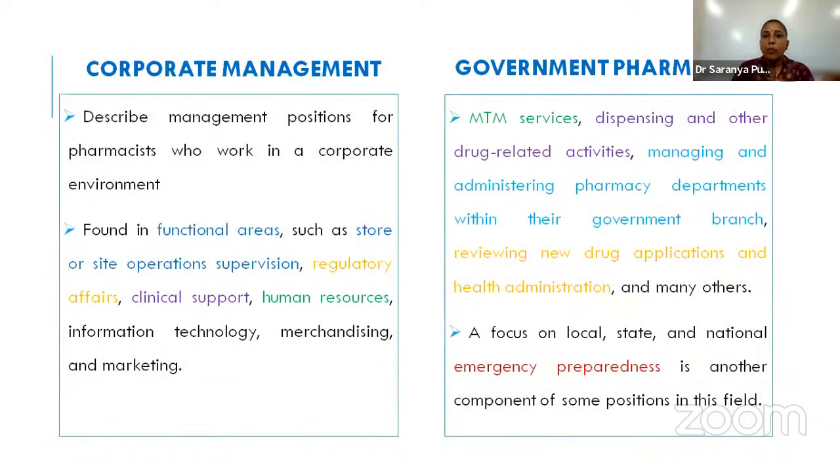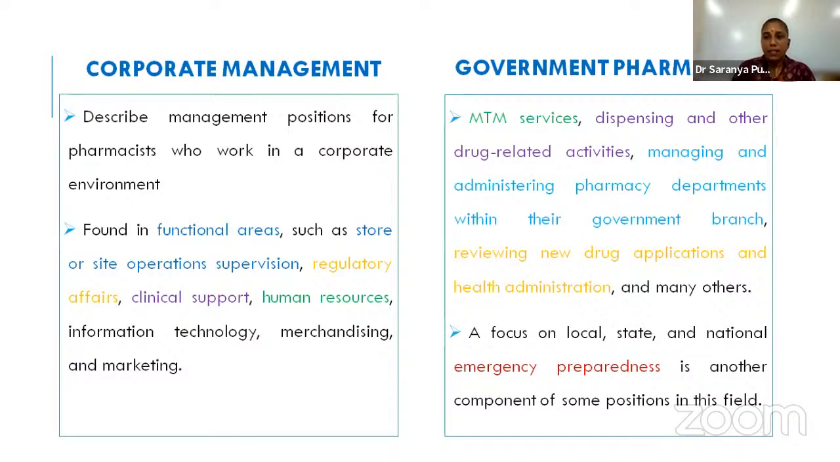Another option is corporate management. You will assume a management position as a pharmacist. Corporate manager describes management positions for pharmacists who work in a corporate environment. This could be found in functional areas such as site operations supervision, store operation supervision. It could be in regulatory affairs. You could be a manager in regulatory affairs. It could be in clinical support, in human resources, in information technology, and others. So you also have a role in corporate management as a manager.